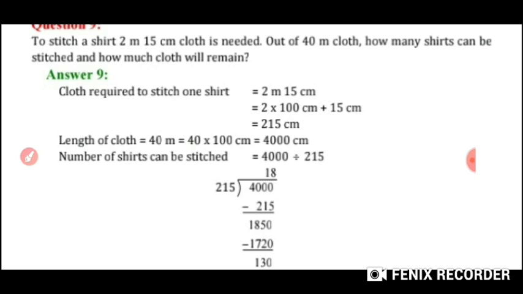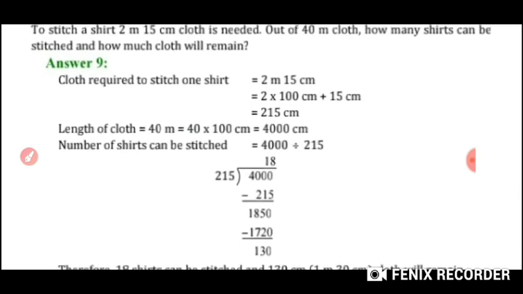1 meter equals 100 centimeter, so 2 meter means 2 into 100, 200, plus 15, 215 centimeter. The length of the cloth is 40 meter; changing to centimeter, 1 meter equals 100 centimeter, so 40 into 100 is 4000 centimeter.